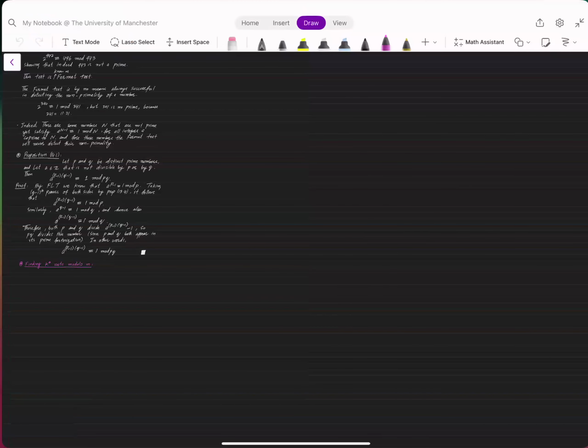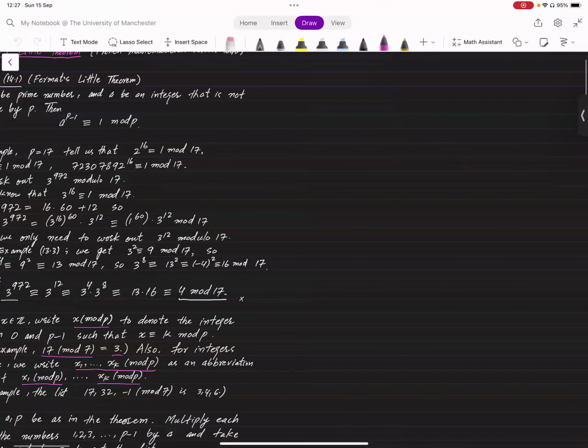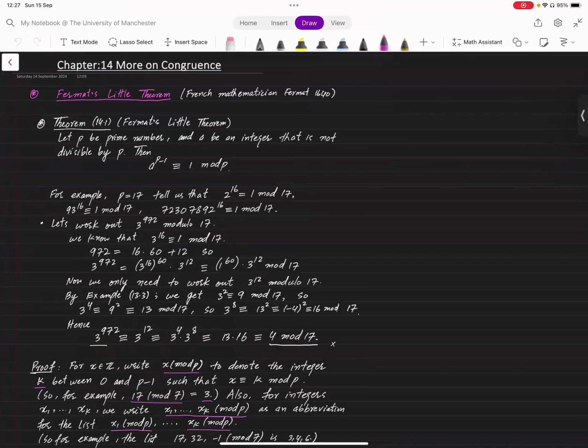So in the previous lecture, we talked about chapter 14, more on congruences. In that we defined Fermat's little theorem, which was given by the French mathematician Fermat in 1640. The theorem states that if we have a prime number p and an integer a that is not divisible by p, then a^(p-1) is congruent to 1 mod p.